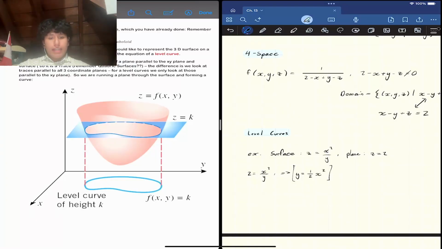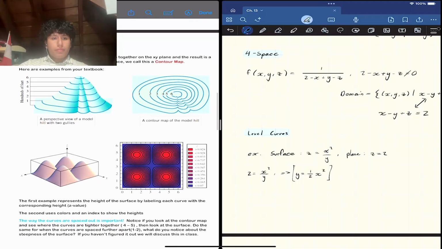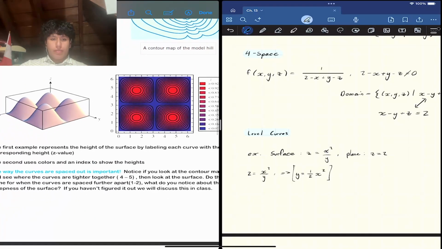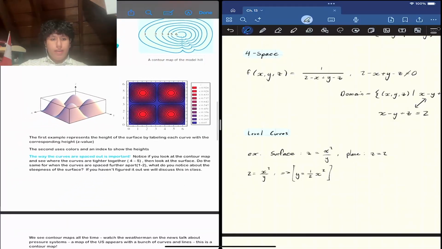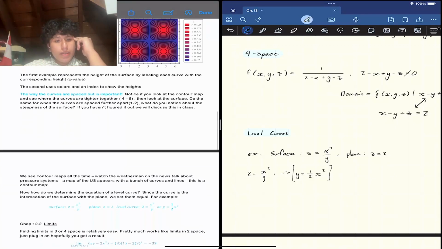Which honestly, I can't even lie, this is actually really cool. They make these things called contour maps. I personally think this one's my favorite. I like all the colors. But yeah, that's great. You just label each curve with the corresponding height, whatever z value you pick.